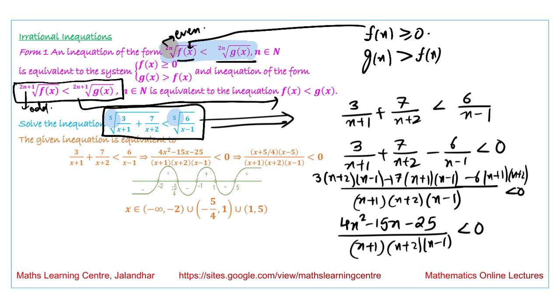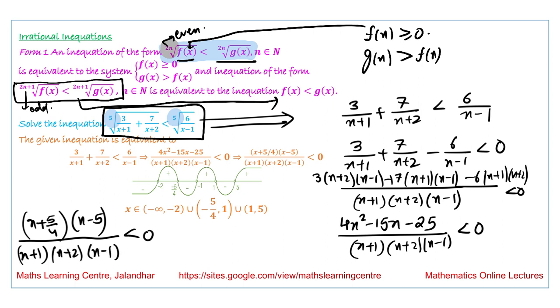If we factorize these terms, we get x plus 5 by 4 into x minus 5 divided by x plus 1 into x plus 2 into x minus 1 is less than 0. If we plot these points on the number line, the points we have are minus 2, minus 5 by 4, minus 1, 1 and 5. And if now we draw the curve over here, all the coefficients of x are positive. The curve will be in this form.